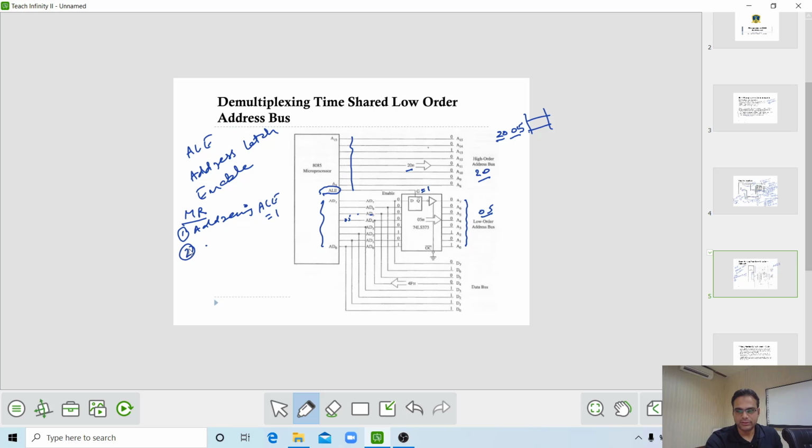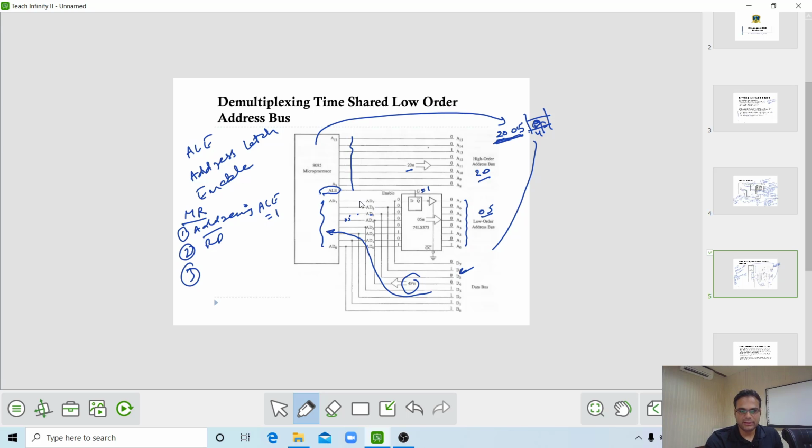The next signal issued is the read signal. This read signal is issued to this memory, and the memory comes to know that the microprocessor wants to read data from the selected 2005 memory location. The third step is that whatever data is available at this particular location, suppose in our case it is 4F, this data 4F from the memory will be transferred through these lines into the microprocessor.